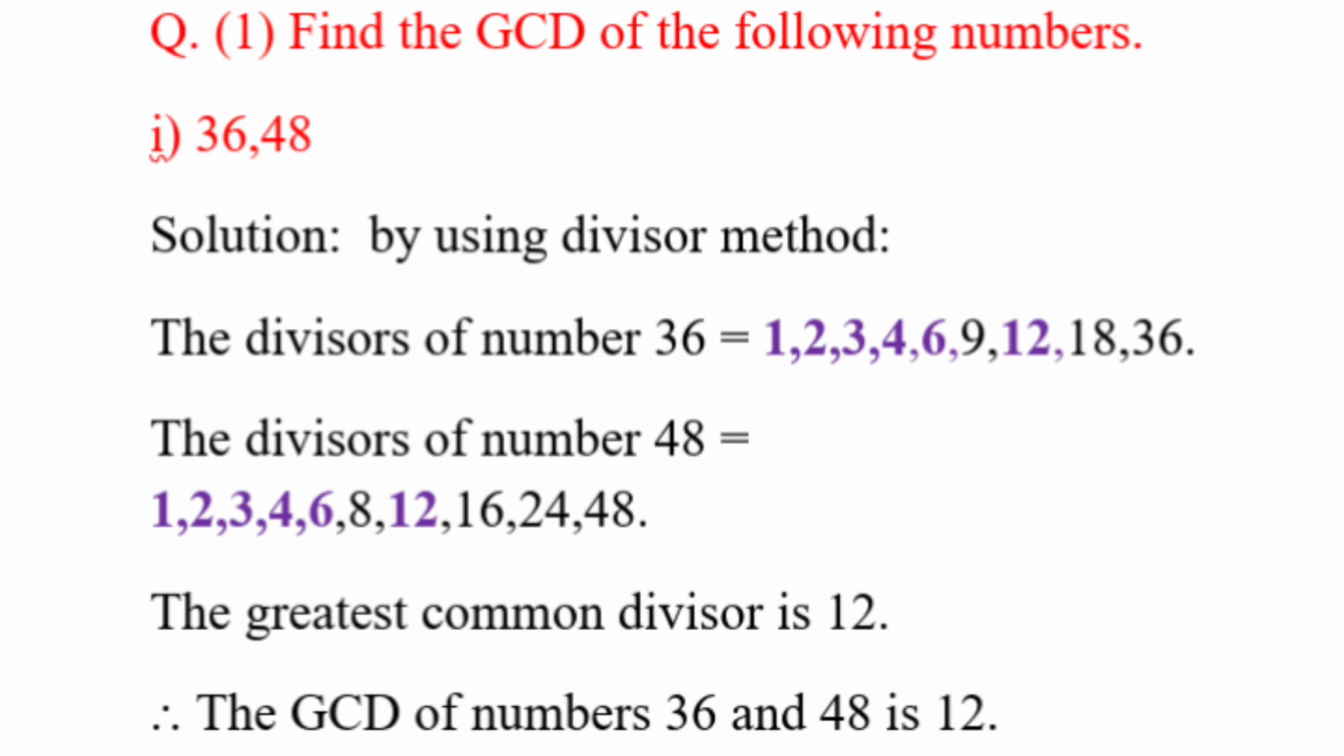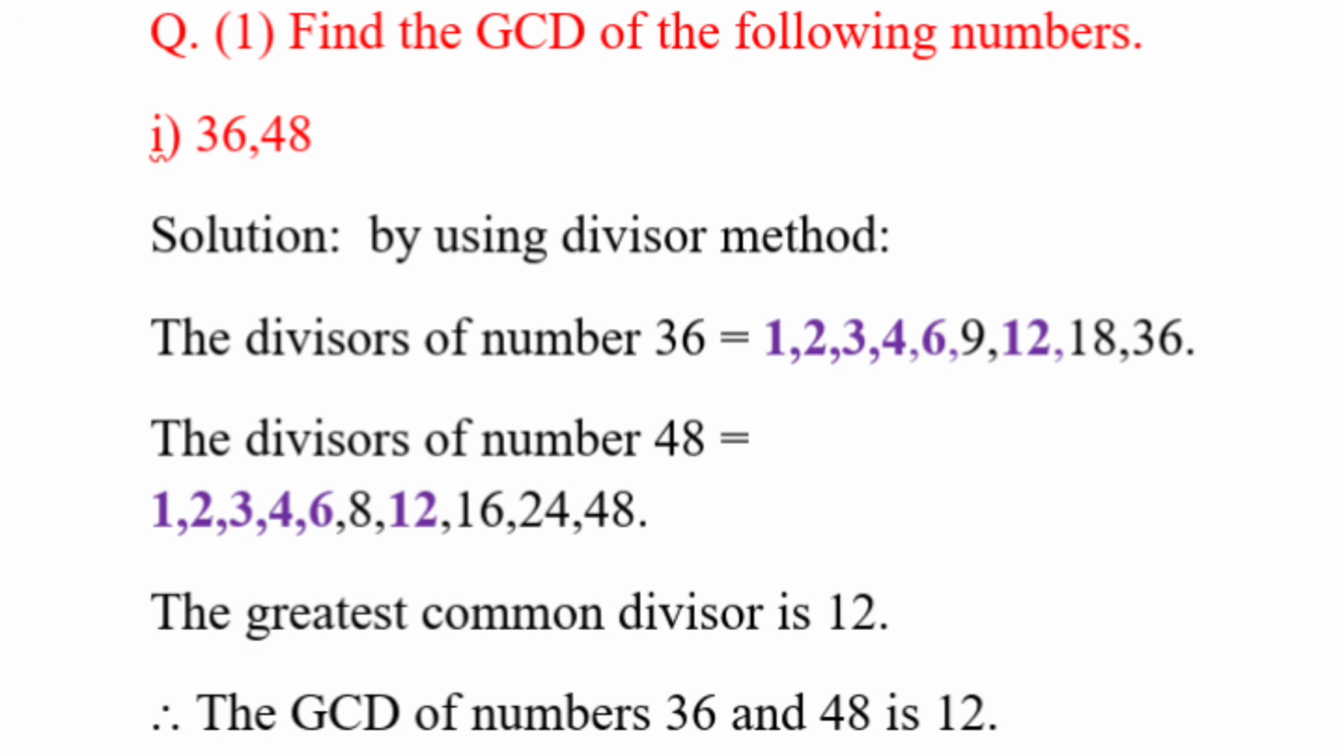Let us see the first question. Find the GCD of the following numbers. The first one is 36 and 48. Firstly, we are going to solve it by divisor method. You can choose any one, either divisor or factorization.